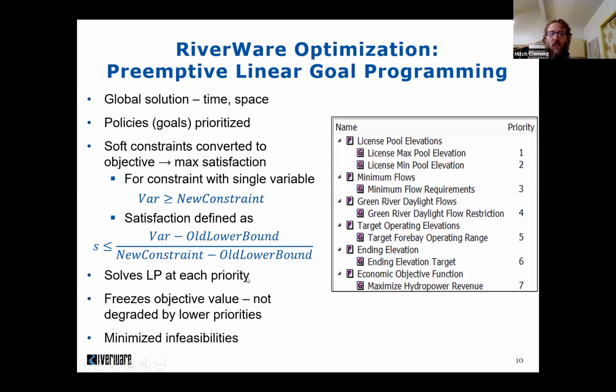Then RiverWare solves a linear program at each priority level, and once it solves, then it locks in or freezes the objective value. And in that way, a lower priority objective is not going to degrade a higher priority objective or policy. And then if it comes to a priority where it cannot fully satisfy all of the soft constraints at that level, then it's going to get as close as possible. And so again, this use of soft constraints minimizes infeasibilities in the solution.